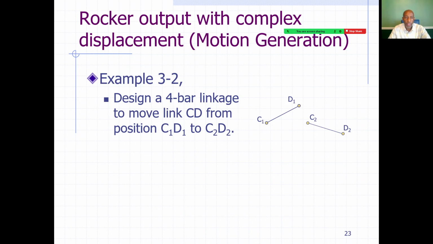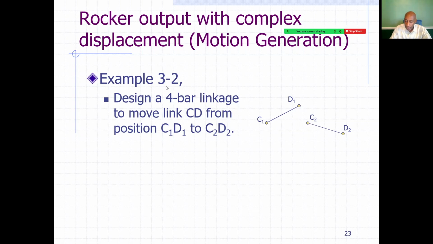Now, in this next example, example 3.2, we're going to do rocker output with complex displacement. In other words, we're not simply moving through an angle, which is more like simple displacement. We are instead moving the rocker through position C1D1 to position C2D2. These lines that you see here on the screen are actually part of the rocker. The rocker will contain the line segment C1D1, and as it rotates, that line segment will become C2D2.